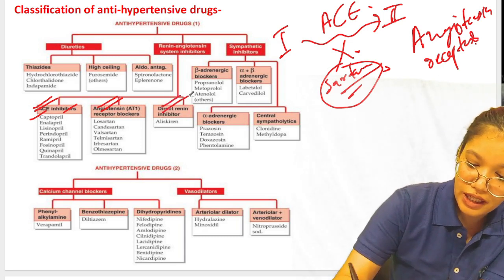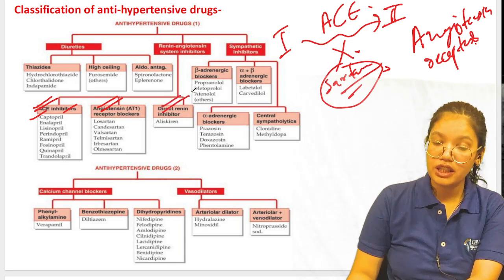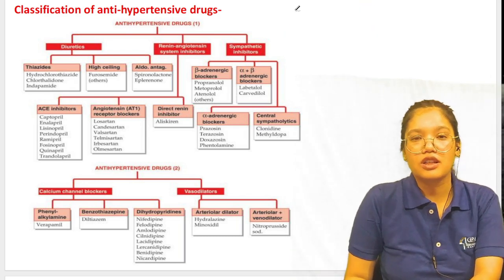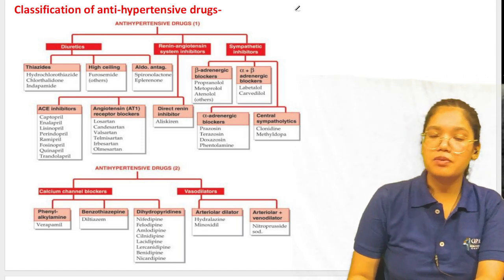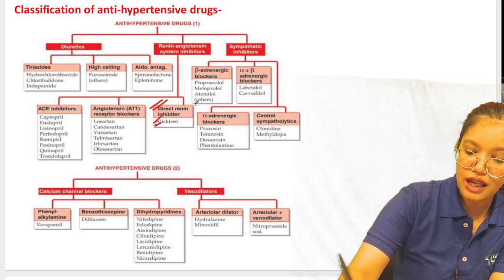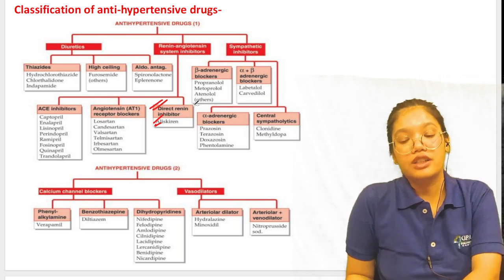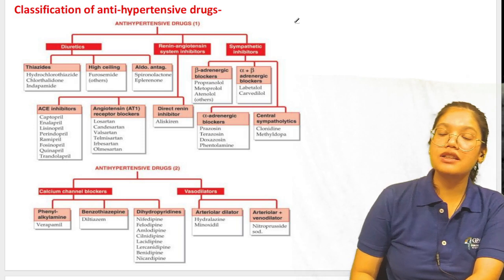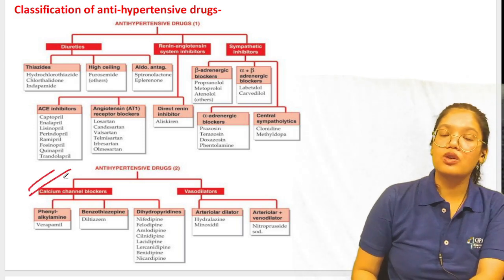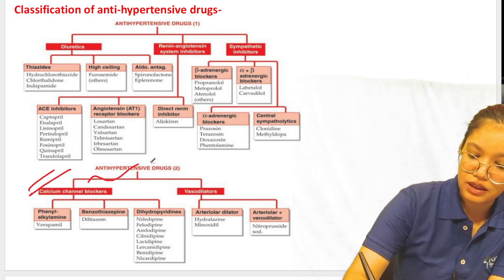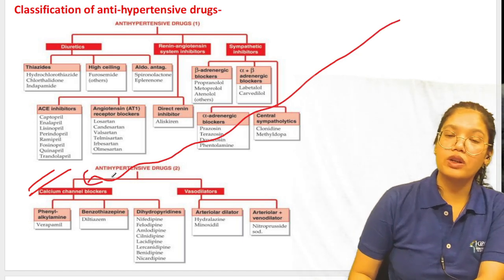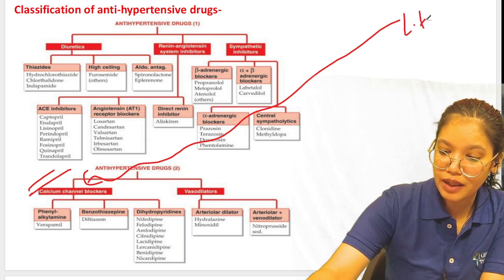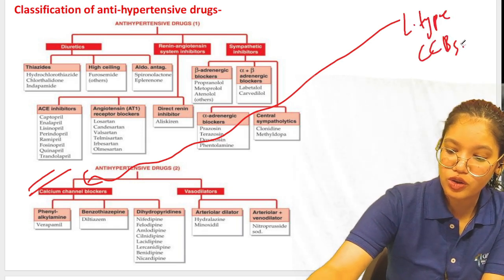Next we have the direct renin inhibitor. The renin that is released from the kidney starts this whole process, and it is directly inhibited by the direct renin inhibitors, and aliskiren is the first drug under this class. Now the next class we have is the calcium channel blockers. I already told you while studying isolated systolic hypertension that the L type calcium channel blockers are the drug of choice for that.